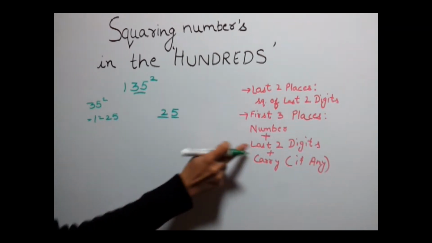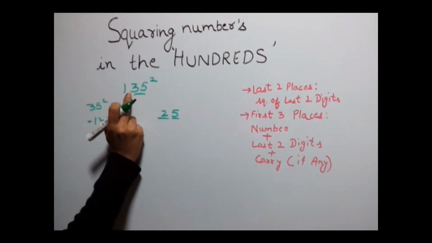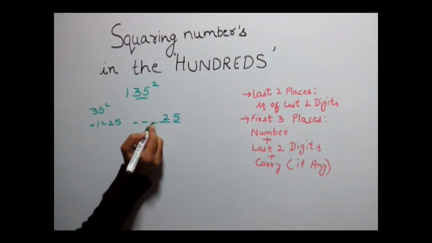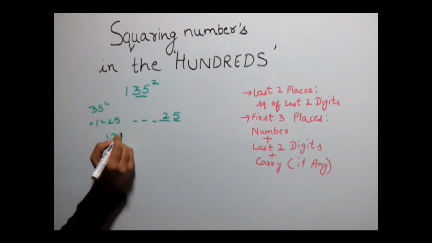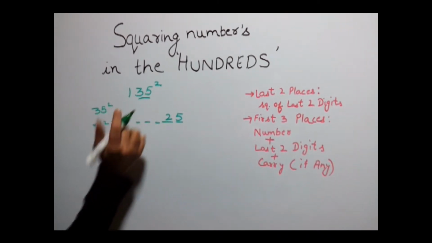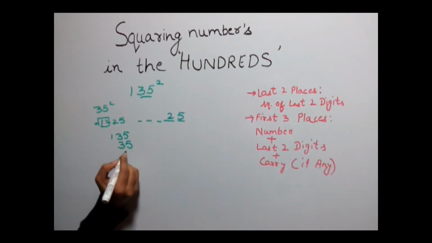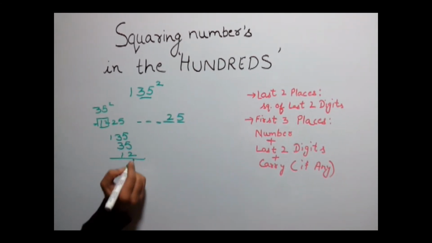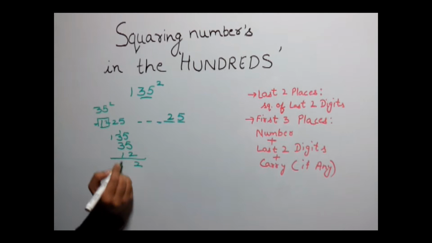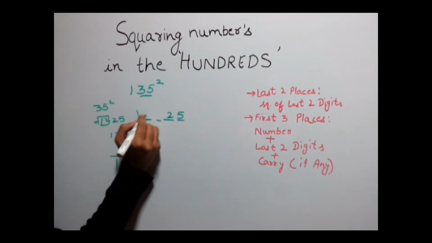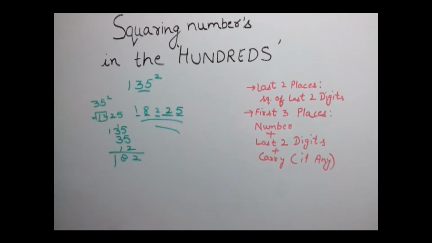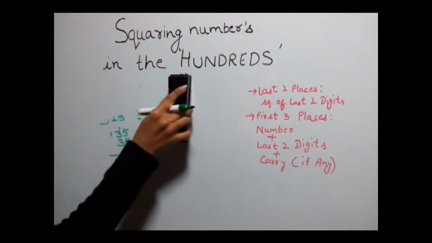Now our second part would be to take the first three places, 1, 2, 3, which will be 135, plus the last two digits, which is 35, and any carry. Carry is 12 over here, 12, which gives us 2, and then a carry of 1. 8, 1. 182 is the answer. Easy.